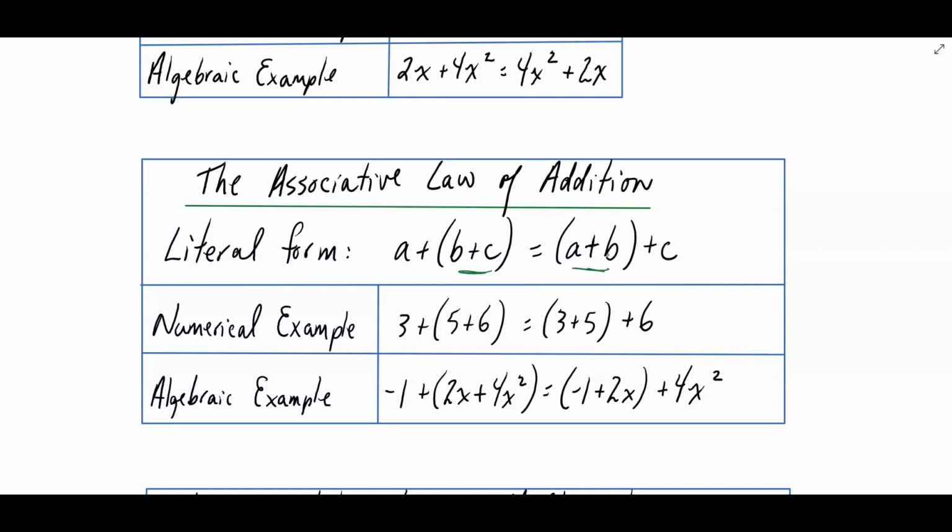If you look at the example with numbers, 3 plus 5 plus 6 equals 3 plus 5 plus 6. The order that you do the addition in does not matter. Same with the algebraic expression. Negative 1 plus, and then in brackets, 2x plus 4x squared is equal to, in brackets, negative 1 plus 2x, that full sum, plus 4x squared.